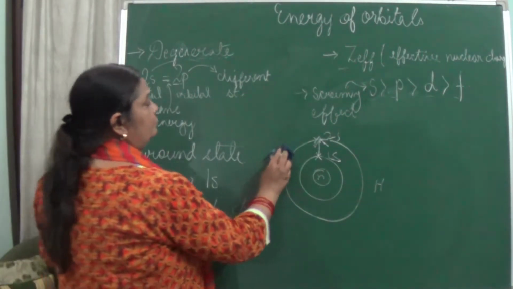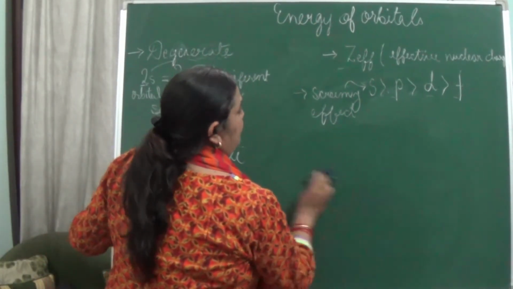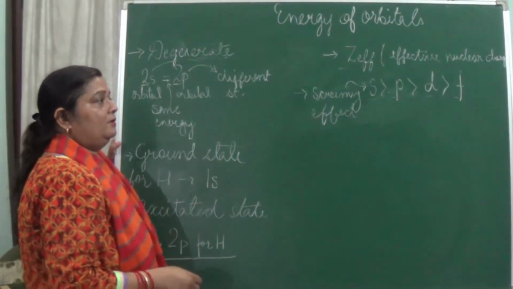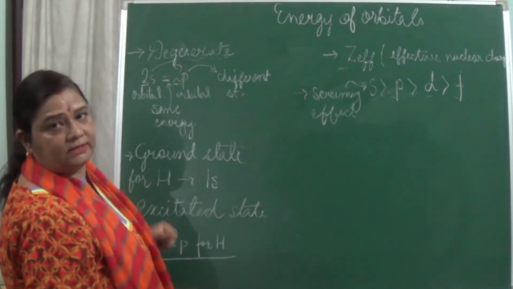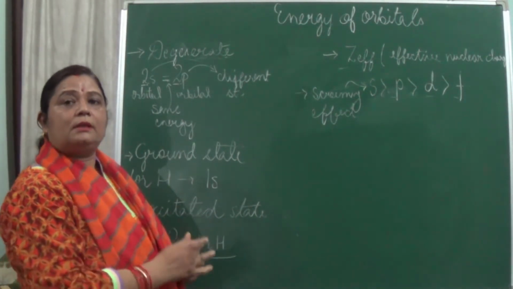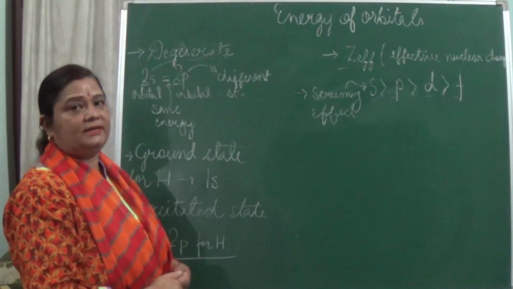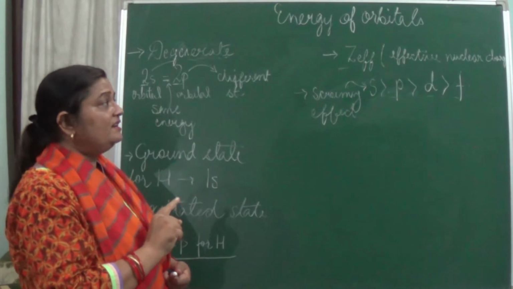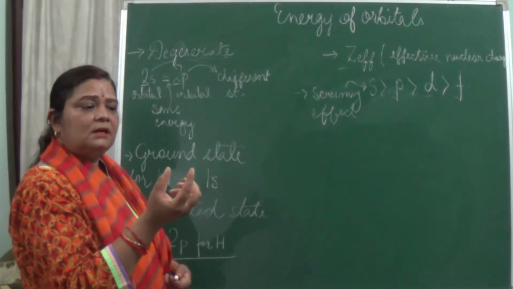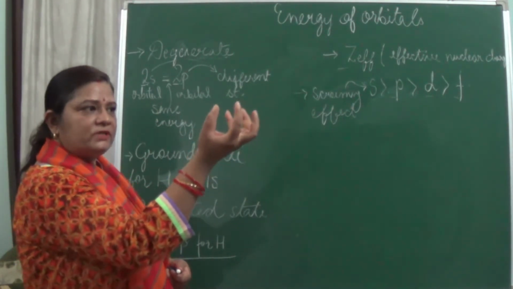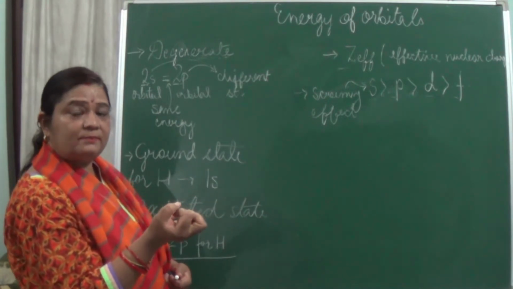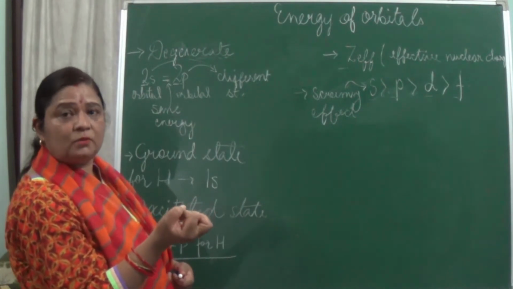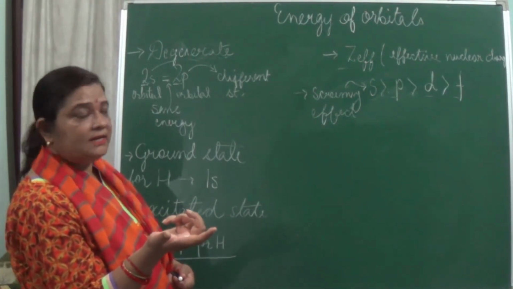Now next, effective nuclear charge. First of all, what is nuclear charge? The protons are present in the nucleus and the electrons are revolving. Naturally, there is a force which pulls the electrons towards itself, that is the positive charge present in the nucleus, that is the proton, and this is known as nuclear charge, isn't it?